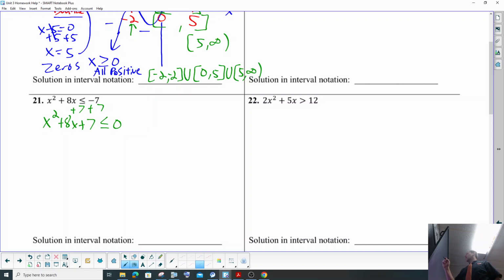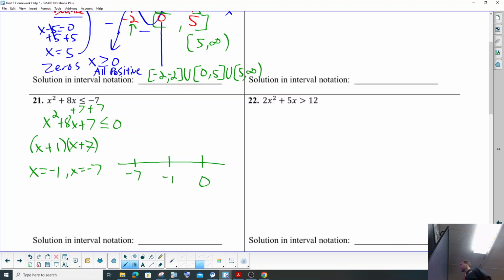Good. So then, for time's sake, I'm just going to hurry and do it really fast. So this is going to factor into x plus 1 and x plus 7. We have x equals -1, and x equals -7. Don't forget 0. And then there are multiplicities of 1, cross through, cross through. Again, behavior is squared, so that's going to be positive even. So that's up, up.